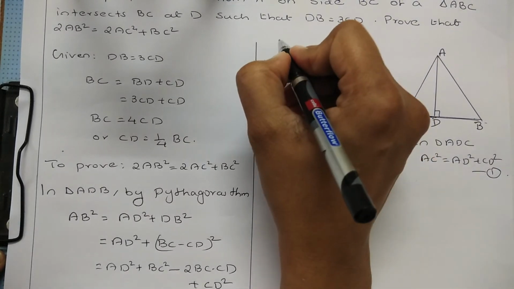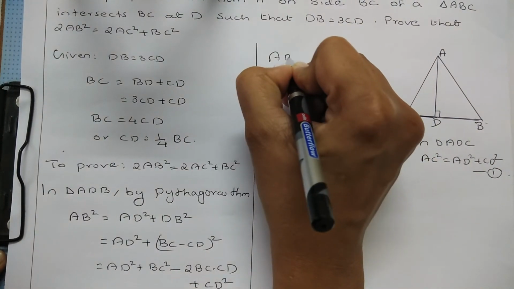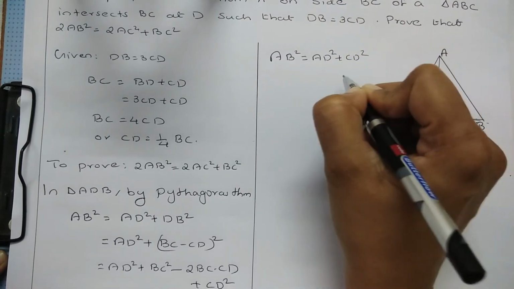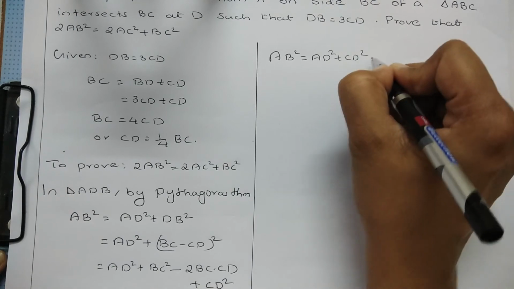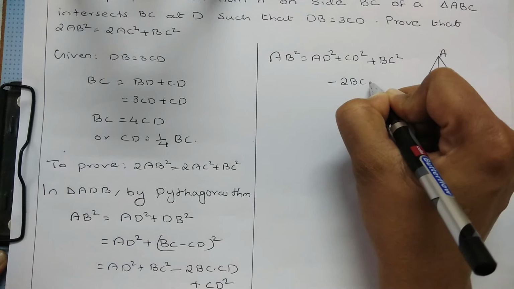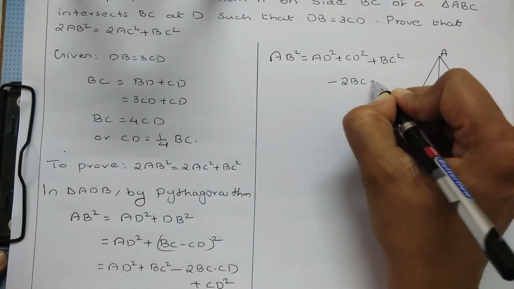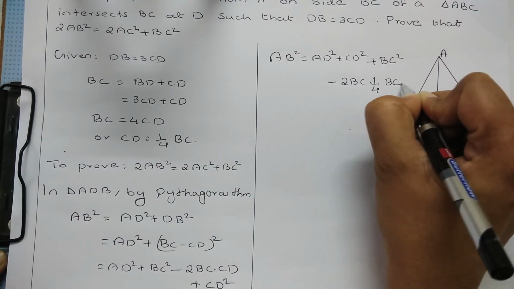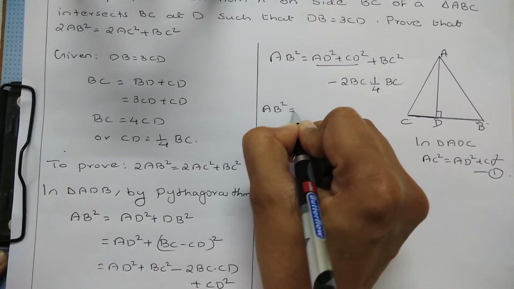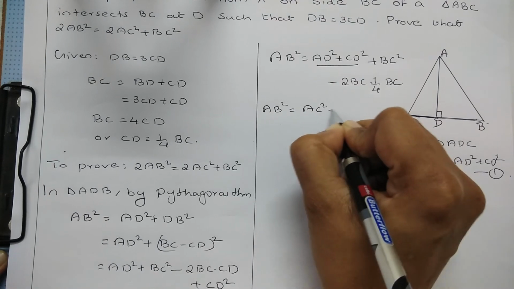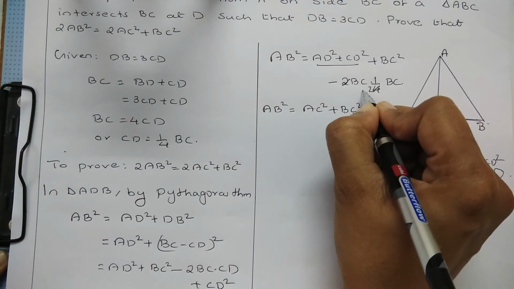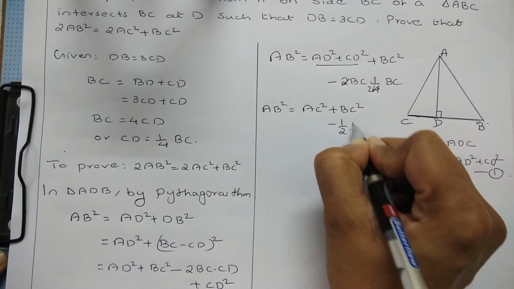Now from 1, you can write AB square is equal to AD square plus CD square, then plus BC square, minus 2BC into CD. What will you write for CD here? 1 by 4 BC. Now AD square plus CD square becomes AC square. So AB square is equal to AC square plus BC square, minus 2 into BC into 1 by 4 BC. This 2 and 4 will be cancelled, and you will get minus 1 by 2 BC square.